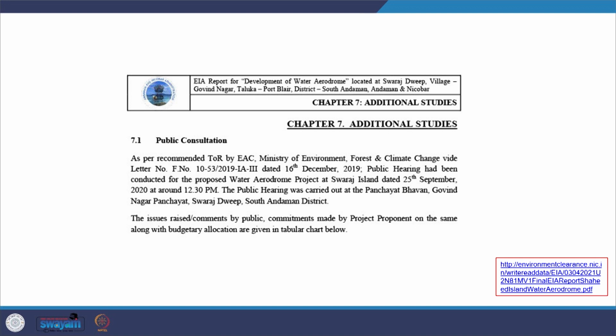So the public consultation part, you see that as per the TOR, they had to undertake a public hearing, which was to be conducted for the proposed project, and when and where they did it, they have documented that. The public hearing was carried out in the following places: Panchayat Bhavan, Govind Nagar Panchayat, Swaraj Dweep, South Andaman district.